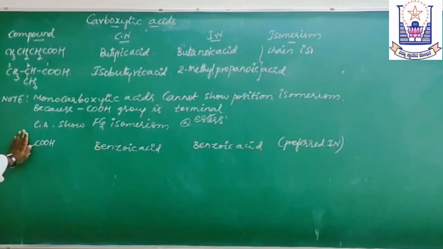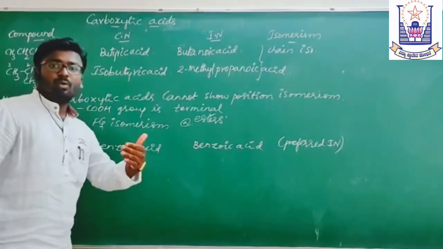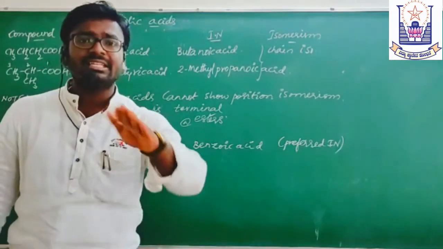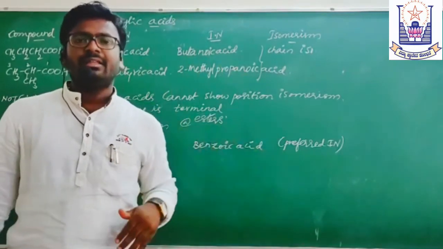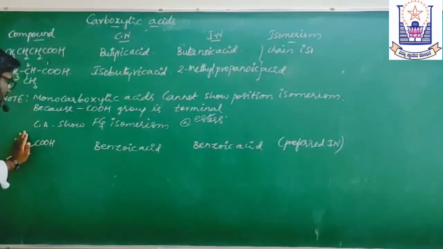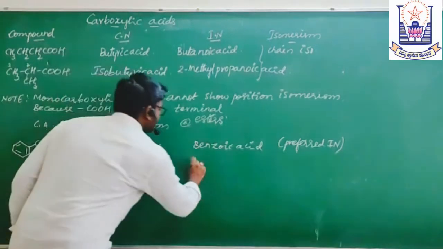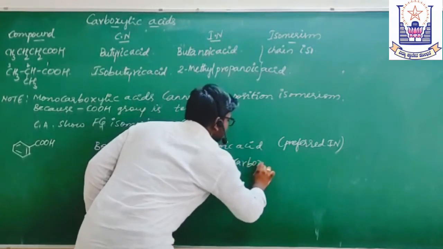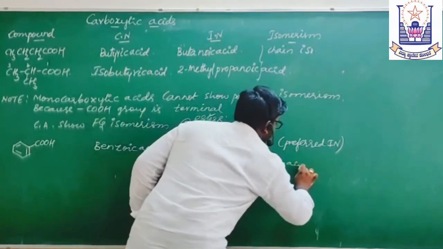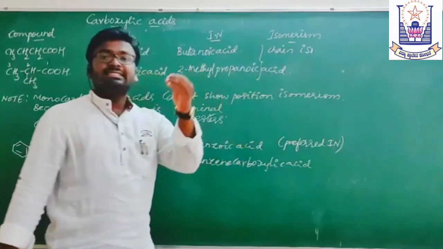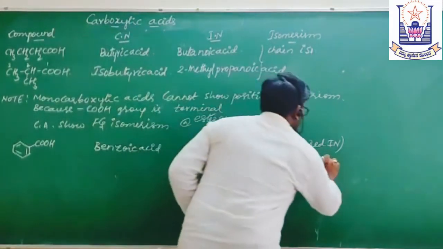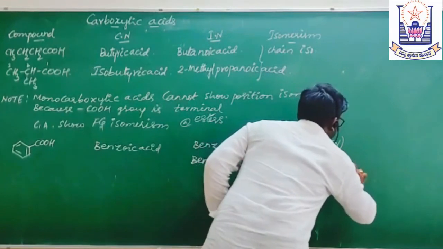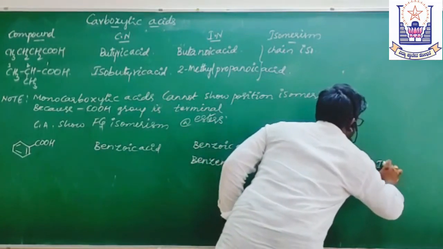And when you go systematically, what will be the name of this compound? Up to here we call it benzene, and here one carbon is there. It is called benzene carboxylic acid, just like how we called benzaldehyde benzene carbaldehyde. Benzoic acid is called benzene carboxylic acid. This is the systematic IUPAC name.